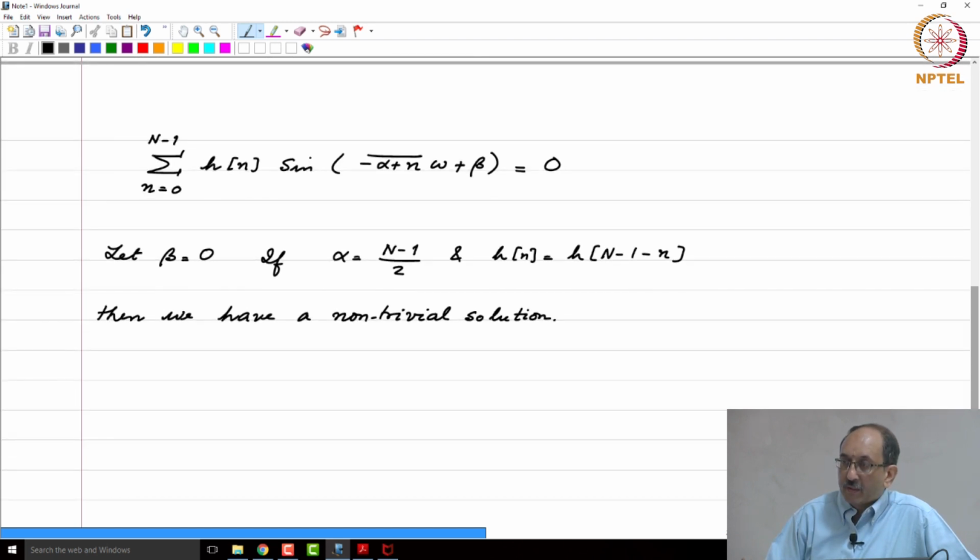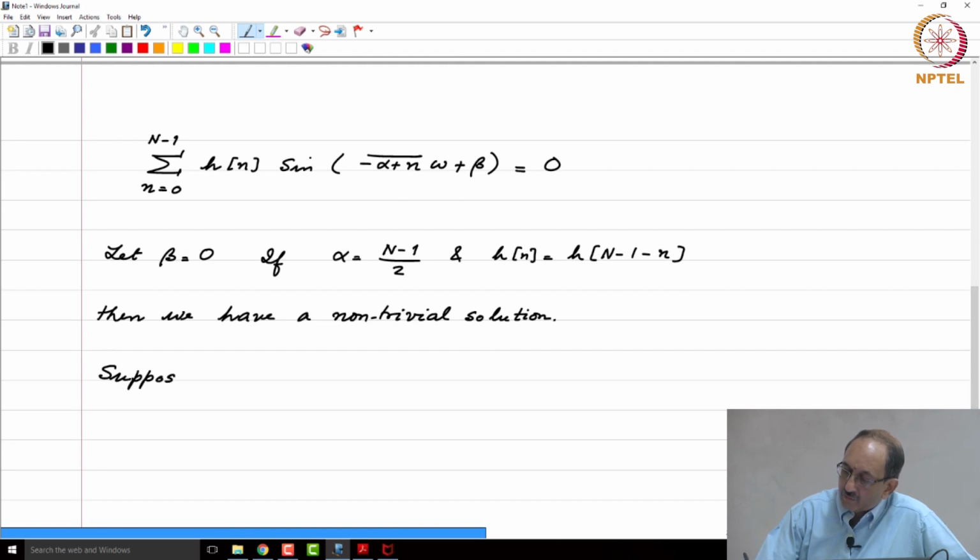And then we saw simple examples where the impulse response was of length 4 and length 5, and we saw how pairwise cancellation happened there. And we also made the remark that this condition is true not only for beta equal to 0, but also for beta equal to pi. Now, we left last class with the question, what about other values of beta?